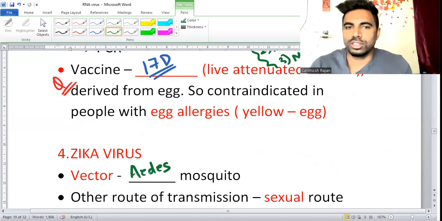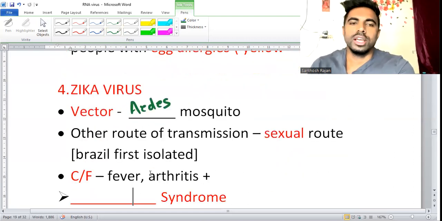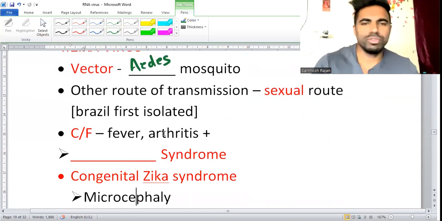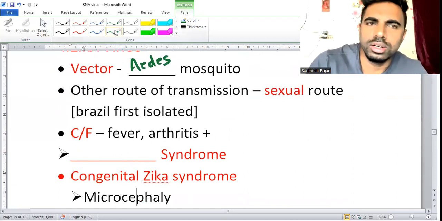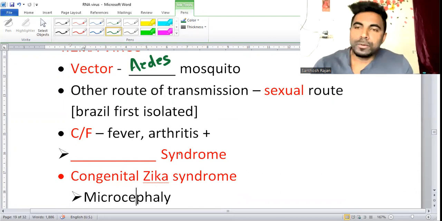It's an important vector for many of the important diseases. Apart from that, sexual route is also possible. If you remember Zika virus, from Brazil, it started first. Now the important question. So there is one syndrome. Of course, the normal thing is fever and Zika virus, fever and arthritis are the common symptoms. But the most important thing is one syndrome it causes.